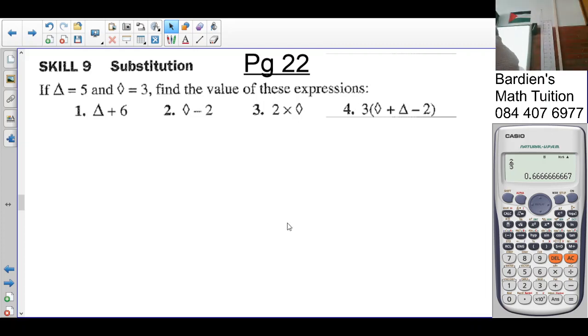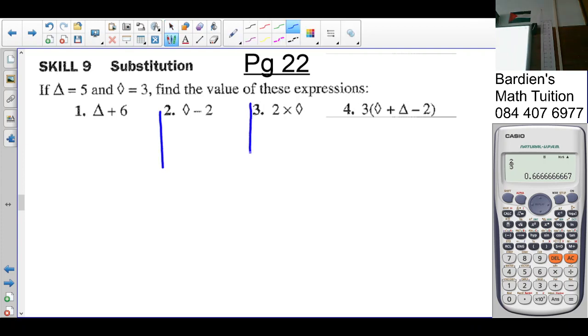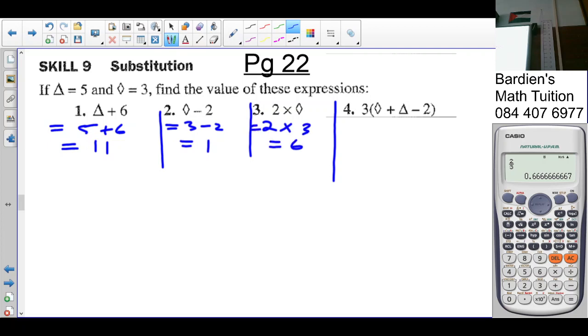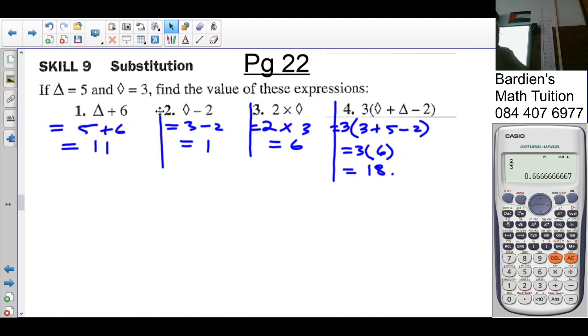So we're going to replace the triangle with the 5, so it's 5 plus 6, which is 11, 3 minus 2, which is 1, 2 times 3, which is 6, and the last one we got 3 into 3 plus 5 minus 2. So it will be 3 into, we sort our brackets first according to Bodmas. 3 plus 5 is 8 minus 2 is 6 times 3 is 18. Any confusion at this point? No. Okay.